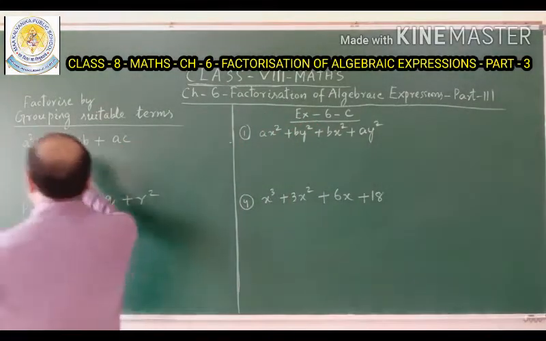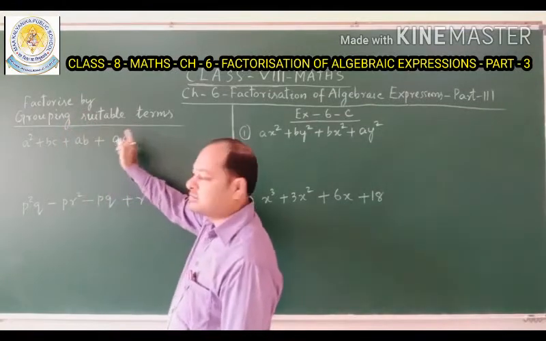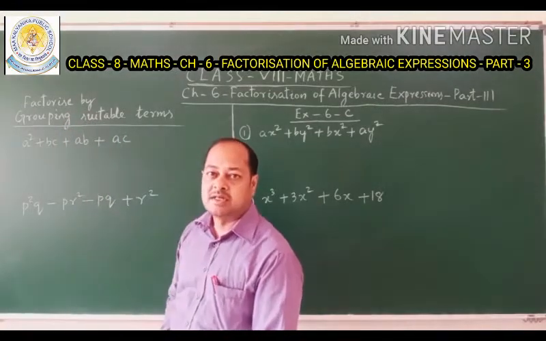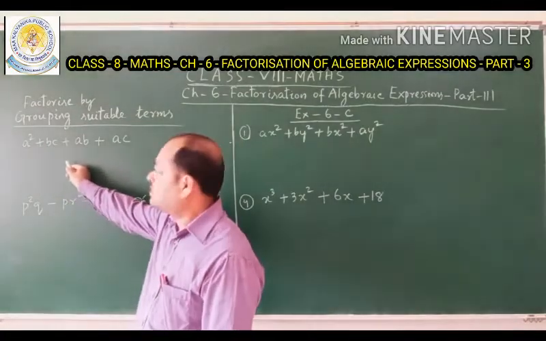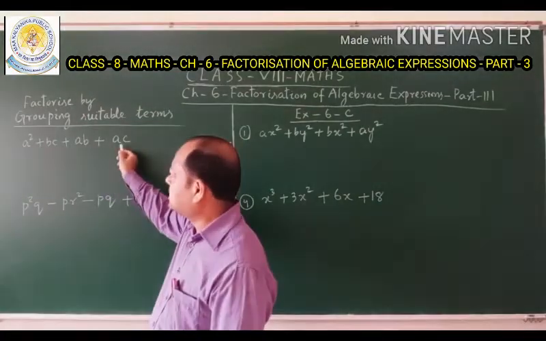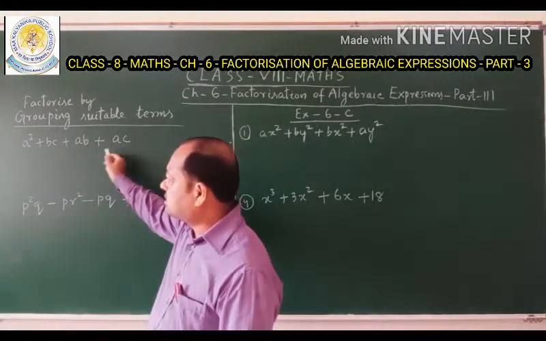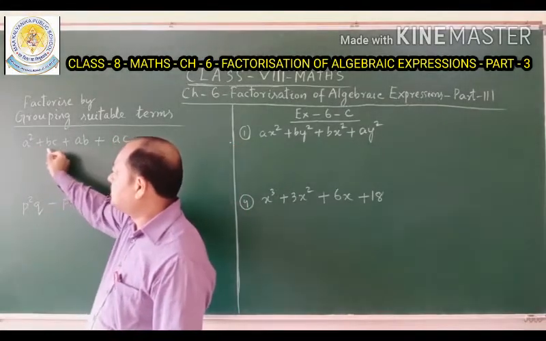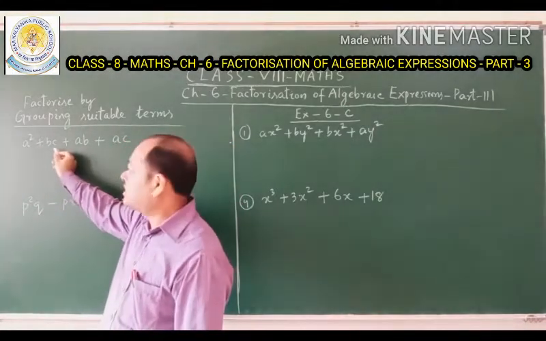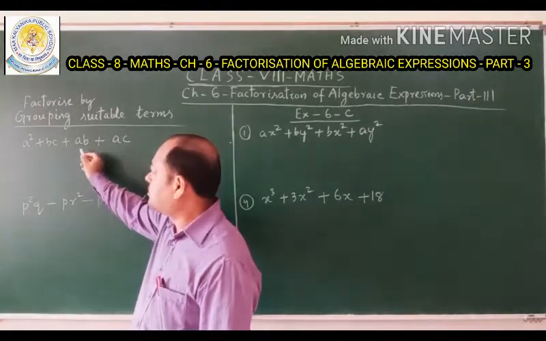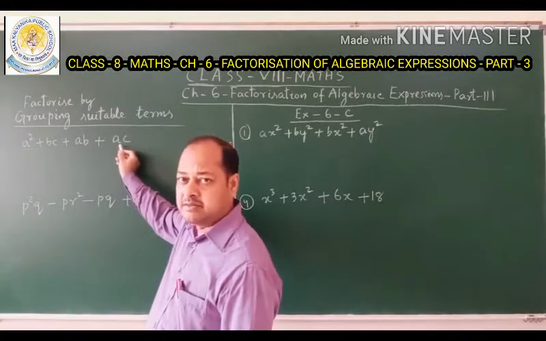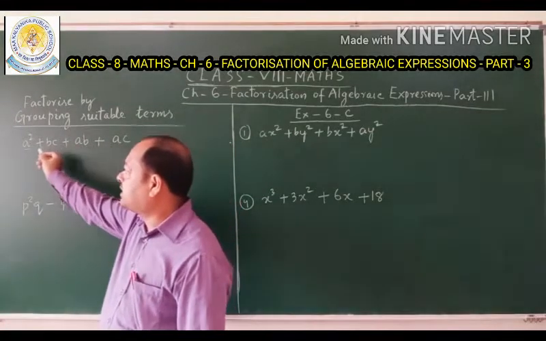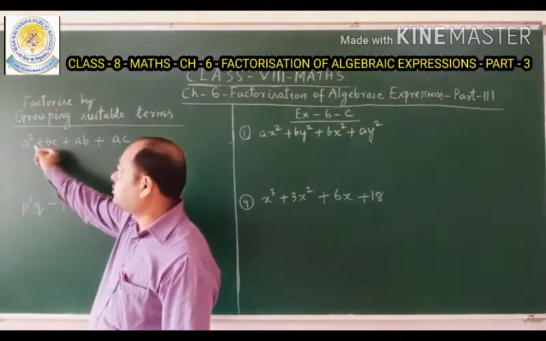First we'll see how to factorize by grouping suitable terms. So what are suitable terms? Look at this example here: a square plus bc plus ab plus ac. Here we see that near a square there is no a term, so we have to rearrange the terms. Where the term ab or ac is present, make one of them come near the a square, so that it will be regrouped.